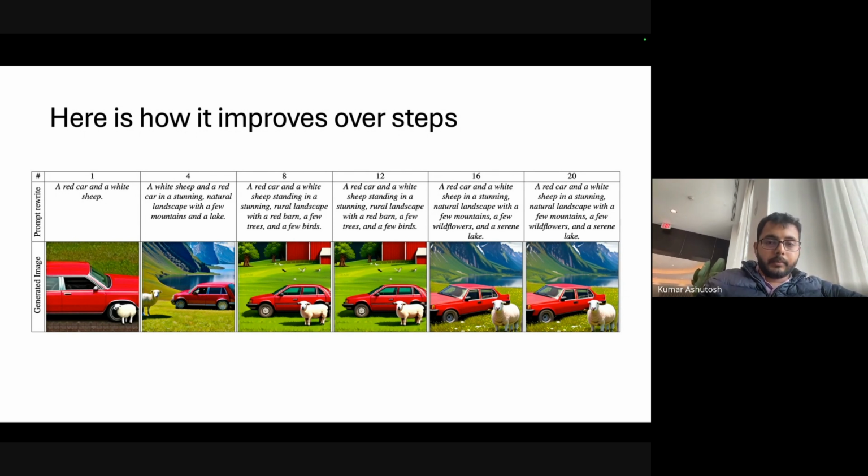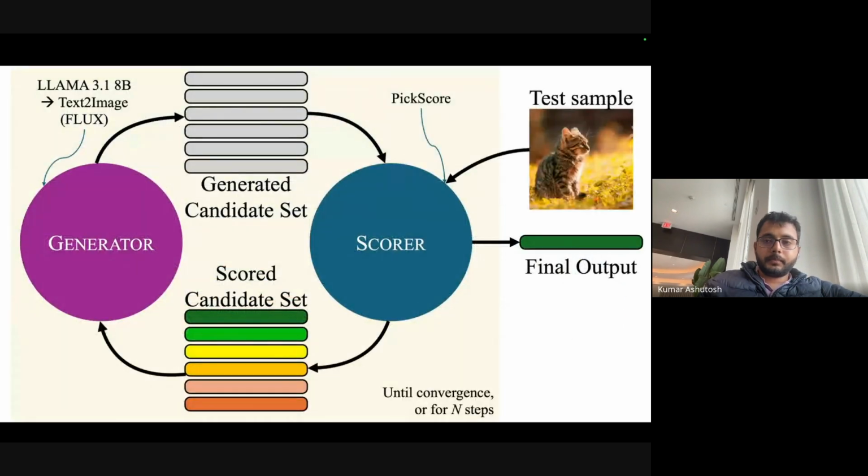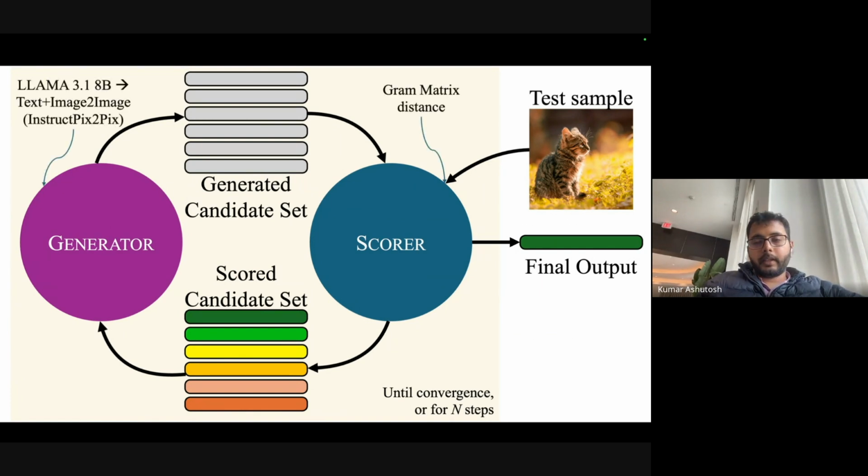Okay, so this is how the improvement looks over steps. Now we can do a bunch of cool, interesting tasks. The only requirement overall is that it has to have a language model based generator and a scorer that can score how good the generations are in the corresponding setting. So I'll finally show two other examples.